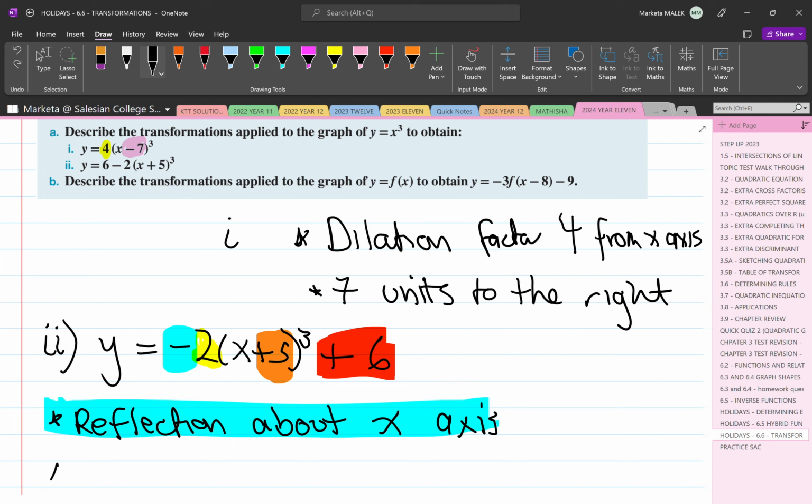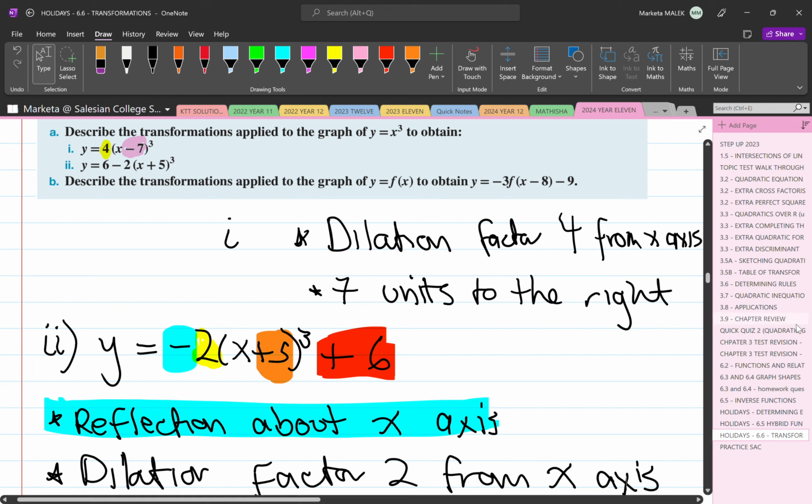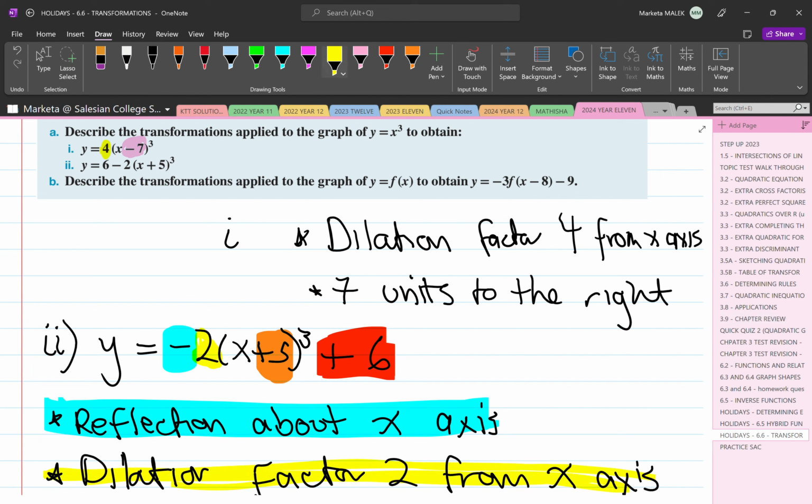The next thing I have is a dilation factor 2 from the x-axis. And that is the yellow. So I'm just going to highlight that so we can see that's a dilation.